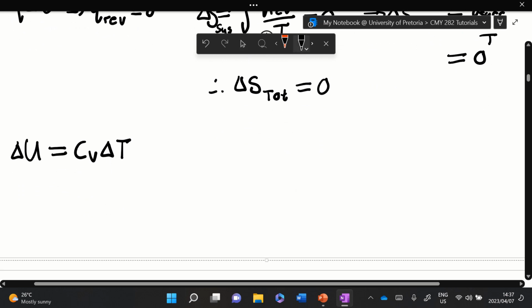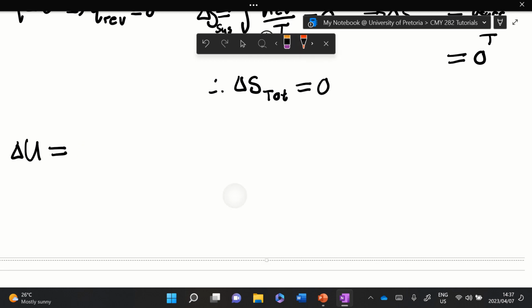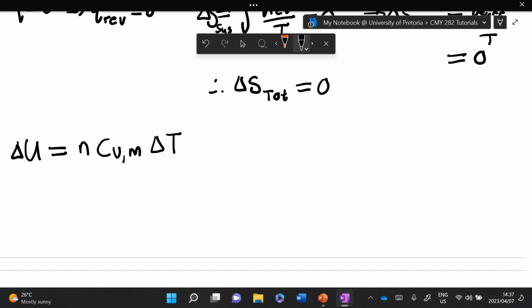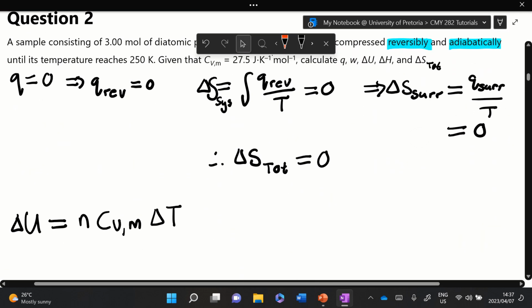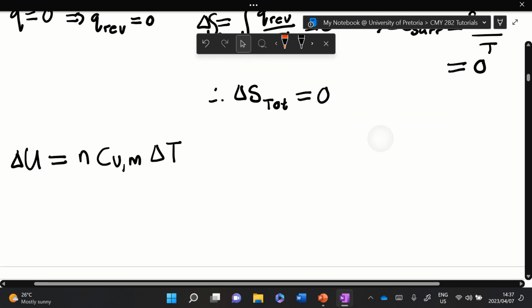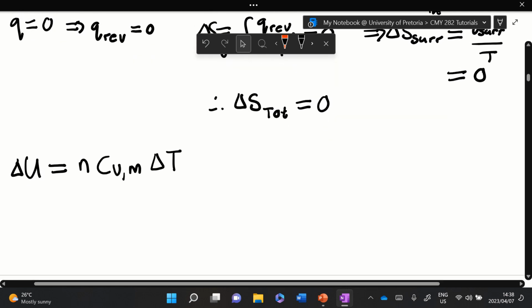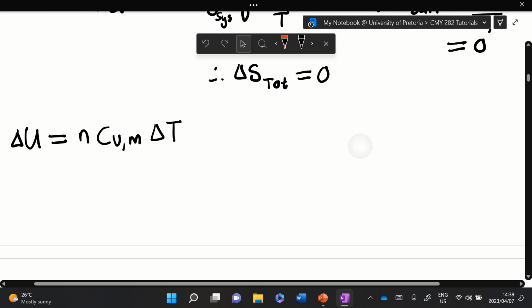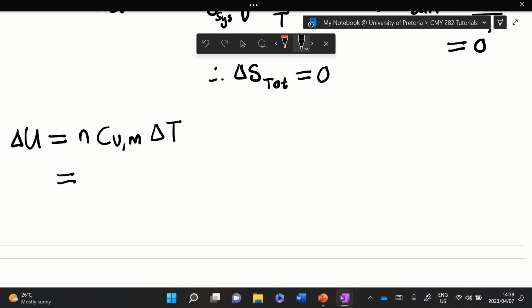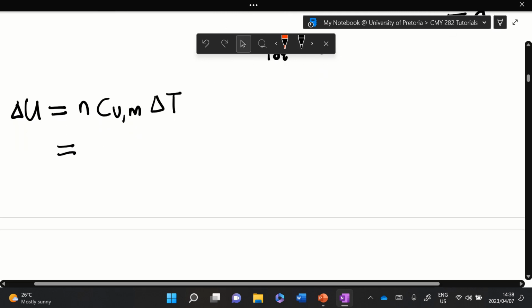So in other words, we just work with n CVM delta T. Just remember, if you just have CV, then you don't have to use the number of moles. If you have CVM, you work with the number of moles. That's a definition you need to be aware of. So when you have an adiabatic system, you can use n CVM delta T for delta U. That's something you get from your theme 2, so it's not really that difficult.